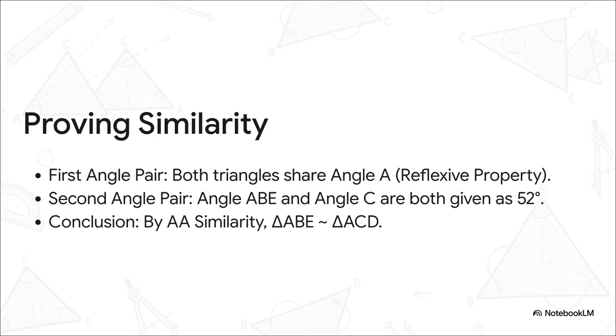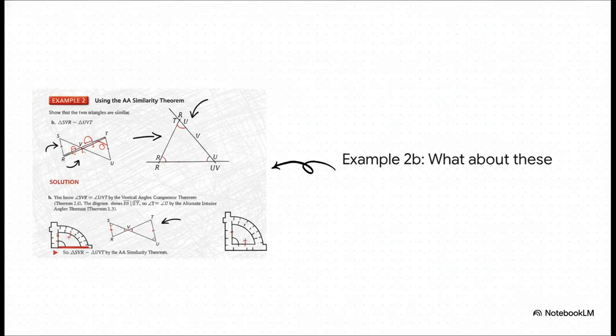We've got two pairs, so we just proved that the little triangle ABE is similar to the big one, ACD. All right, one last practice puzzle. Here we've got two triangles that form this kind of bow tie shape, and we're told that the top and bottom lines are parallel. And that right there, that's a huge clue. So where are our two matching angles hiding?